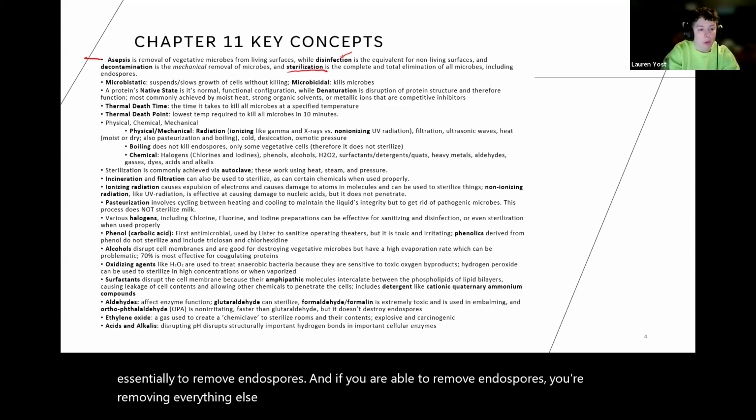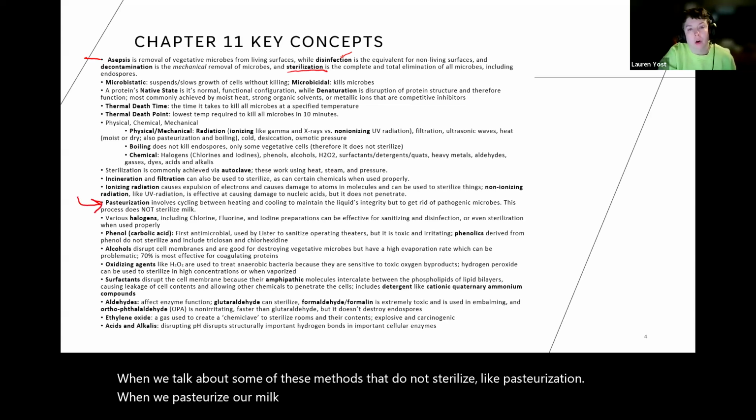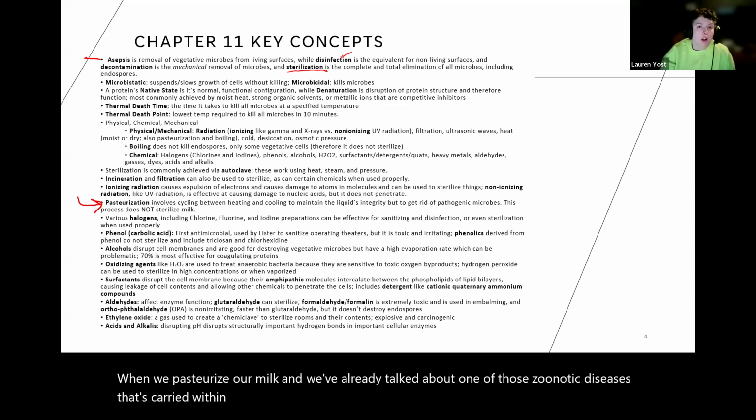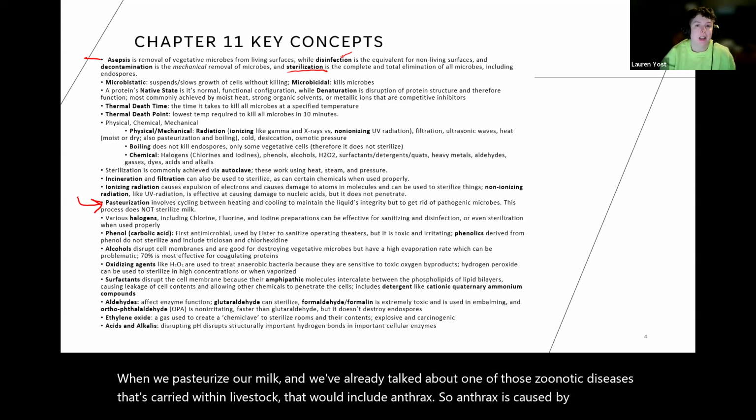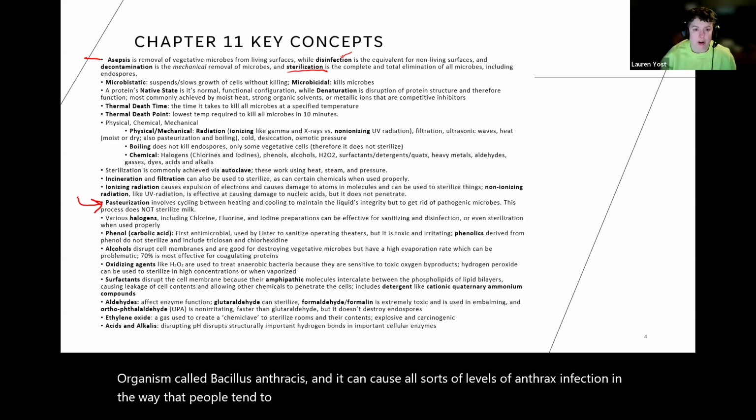So I should probably point out some of these methods that do not sterilize, like pasteurization, when we pasteurize our milk. And we've already talked about one of those zoonotic diseases that's carried within livestock. That would include anthrax. Anthrax is caused by an organism called Bacillus anthracis. And it can cause all sorts of levels of anthrax infection. And the way that people tend to get infected with anthrax is actually through exposure to livestock.